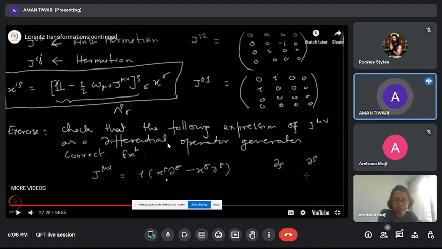I have a doubt. If we put this here, here it will be mu and it will be contracted. So how will we find the rho sigma element? It will be a scalar.